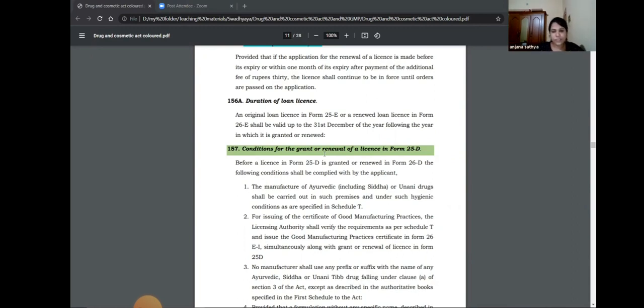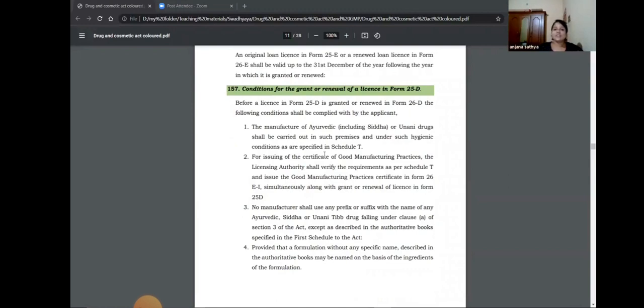If you apply for the loan license in 24E, you will be issued a loan license in 25E, and it has to be renewed before the 31st December of the following year in 26E.